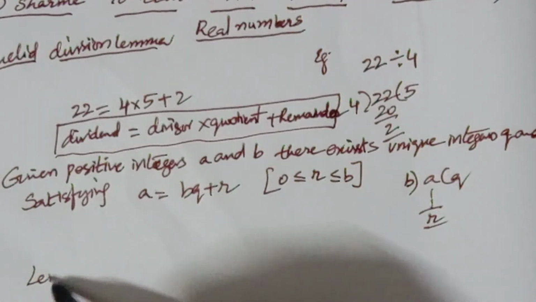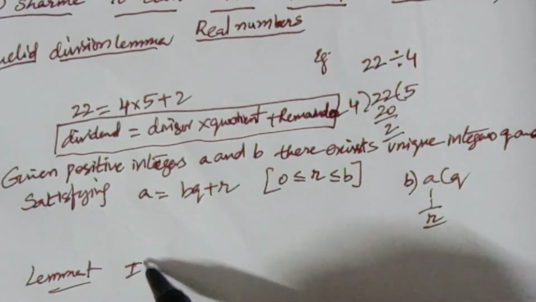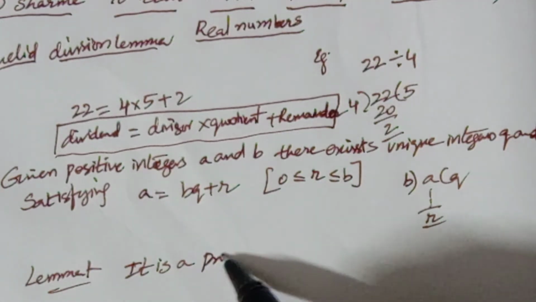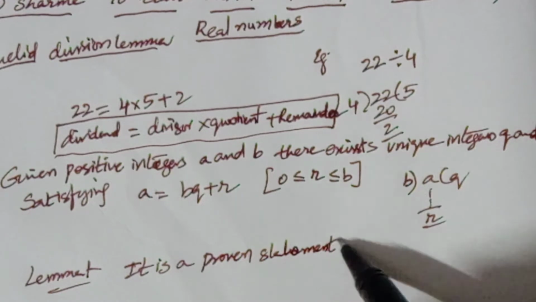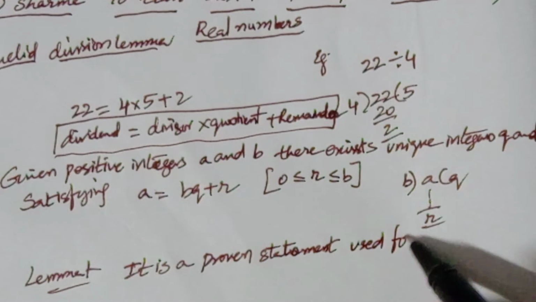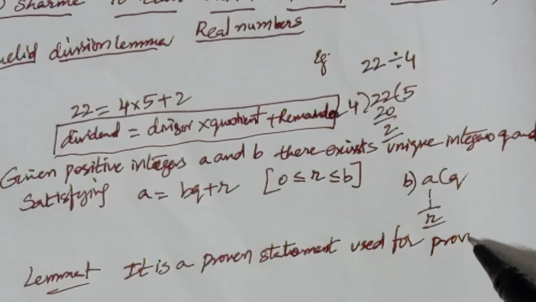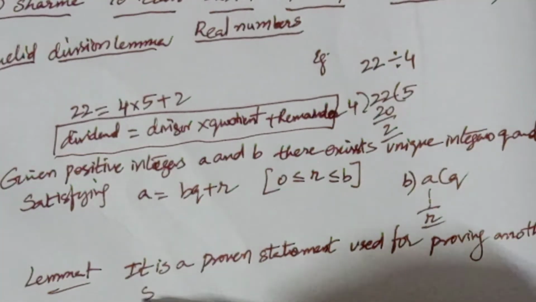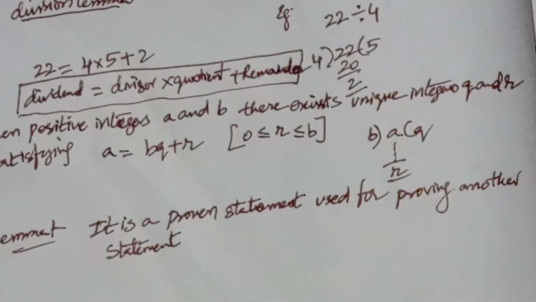So what is the meaning of lemma? It is a proven statement used for proving another statement. That is why you will call it the division lemma.